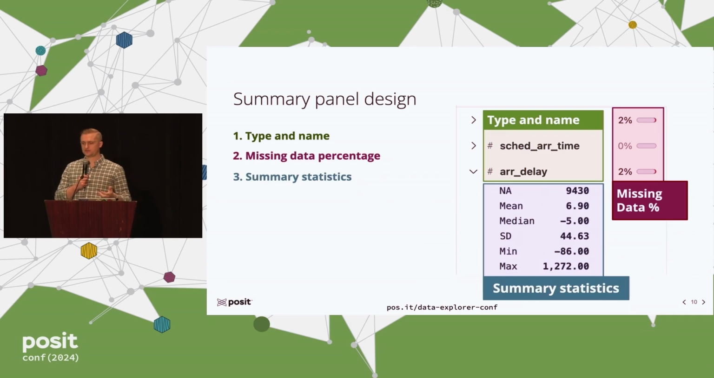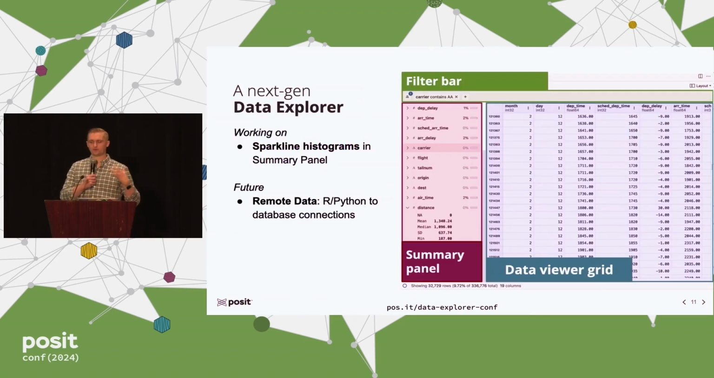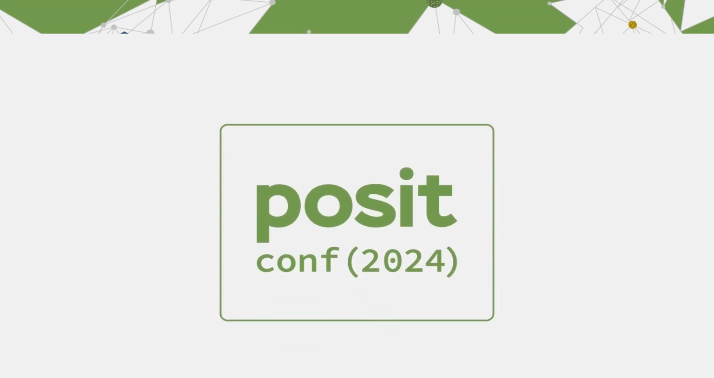And then there's summary statistics here that show you appropriate things for strings or numbers or the various different data types. So this has been a quick run through, again, trying to sweat some of the small stuff in terms of what the Data Explorer can offer you. We're also working on sparkline histograms and things within the summary panel, and in the future, more direct connections with remote databases. And thank you so much for the time.